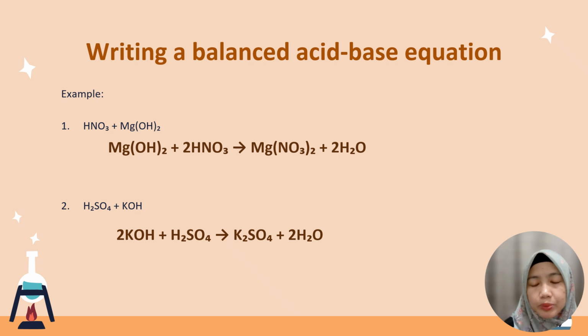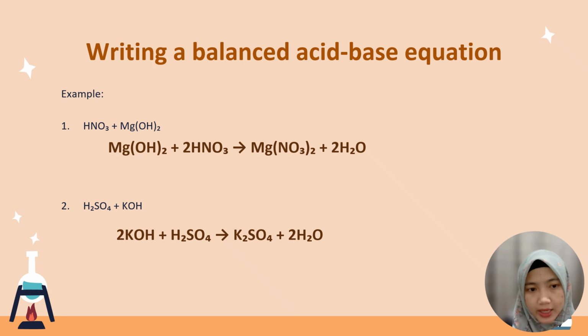And then the other product is water. After that, you balance the equation. Since we have 2 nitrate, we need to put 2 in front of nitric acid, and now we have 2 hydrogen, so we need to add 2 at the front of the chemical formula of water. So now this equation is balanced.